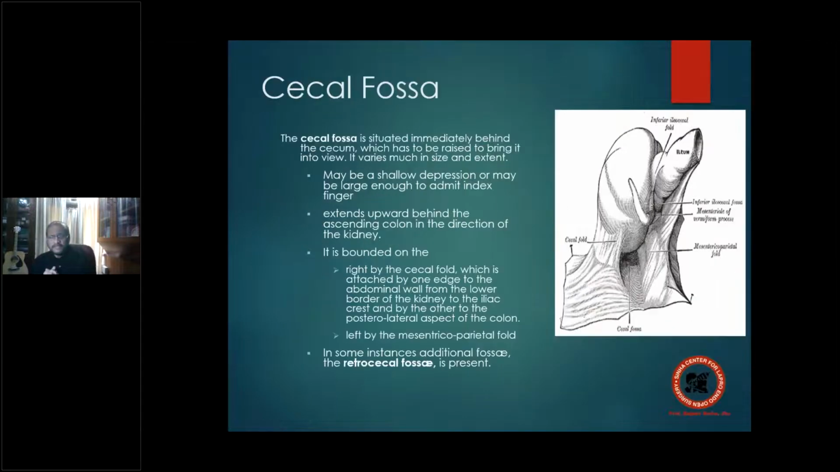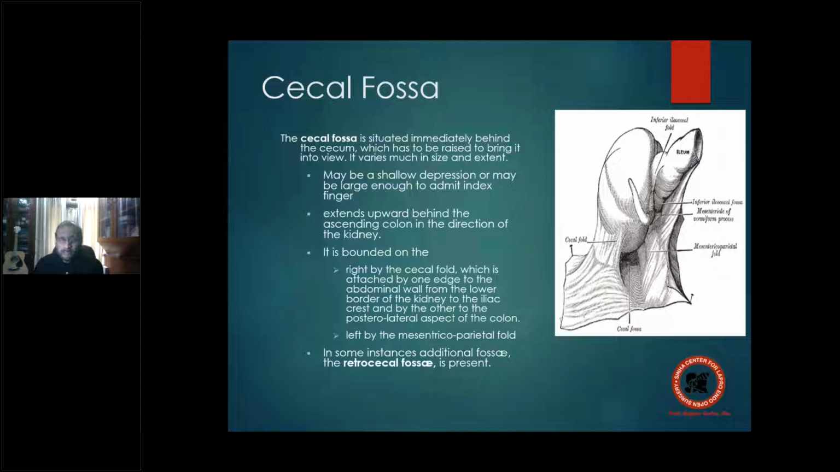Coming to the first one of them, and that is the cecal fossa. As said earlier, the cecal fossa can be defined by two folds. So you have the cecal fold, or you have the mesenterico-parietal fold on the medial side. This is the lateral. Behind you've got the parietal peritoneum, and here you've got the posterior surface of the cecum. So this is basically a cecal fossa. It can either be a shallow depression or it may be large enough to admit an index finger. In those cases, the likelihood of having an internal hernia is much more.